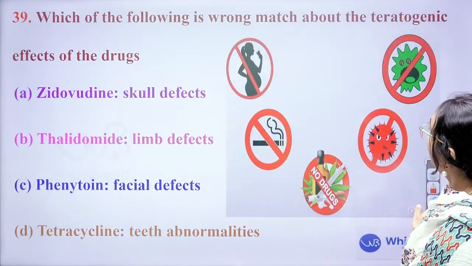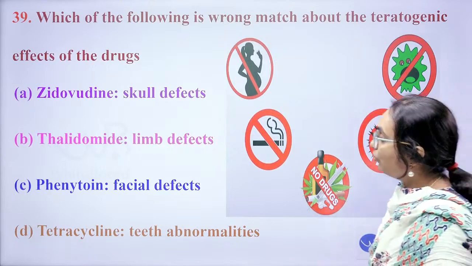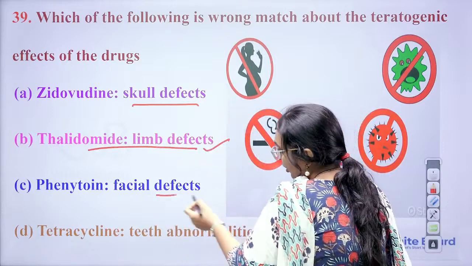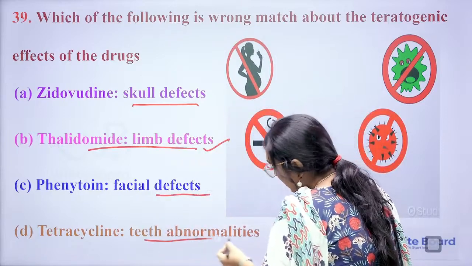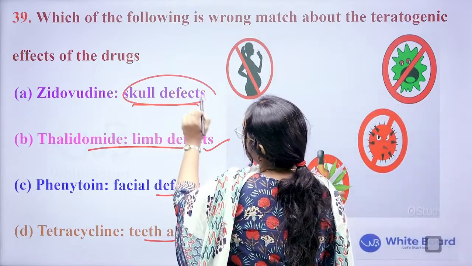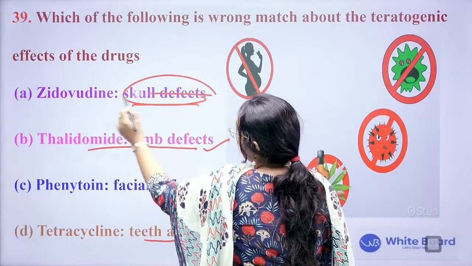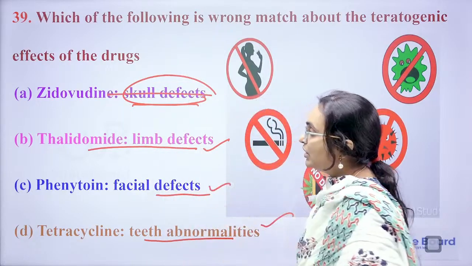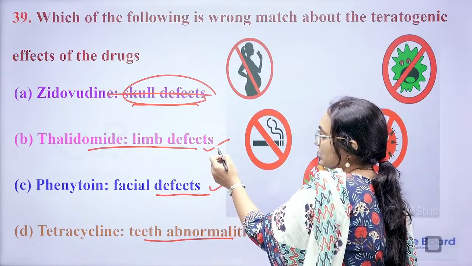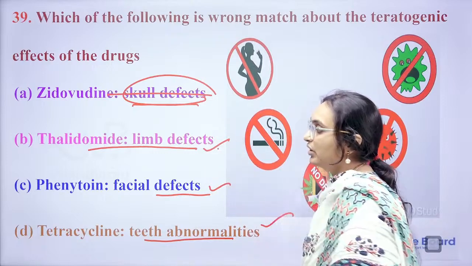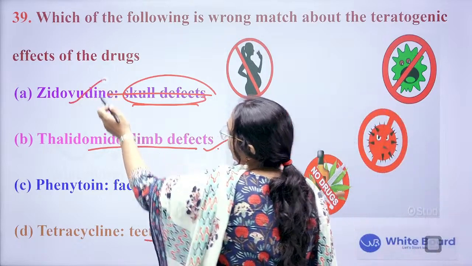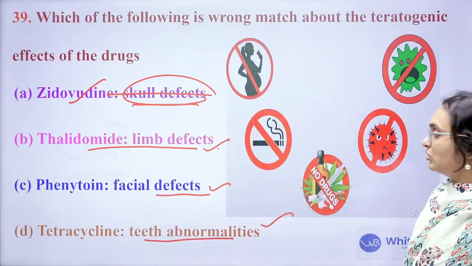Next, which of the following is wrong match? Zidovudine skull defects, thalidomide limb defects, yes. Phenytoin facial defects, tetracycline teeth abnormalities, yes. Zidovudine will not have these skull defects. Facial defects is okay. Zidovudine is not having any teratogenic effects. Thalidomide, because of these limb defects only, racemic mixture is stopped being given. So, here the answer is zidovudine skull defects is the wrong match.